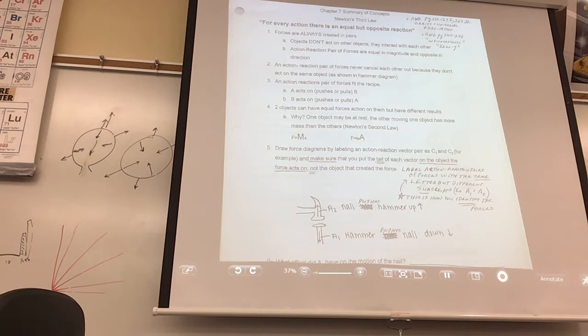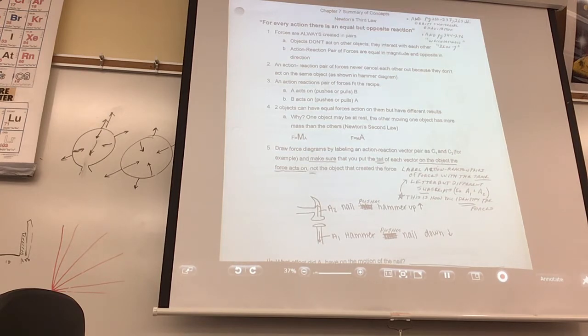Why? Finger pushes table down. That one? Table pushes what? Finger up. They're not both pushing on the table, are they? So they never act on the same object. They can't cancel each other out. Now, why isn't my finger going up? Why isn't the table going down?